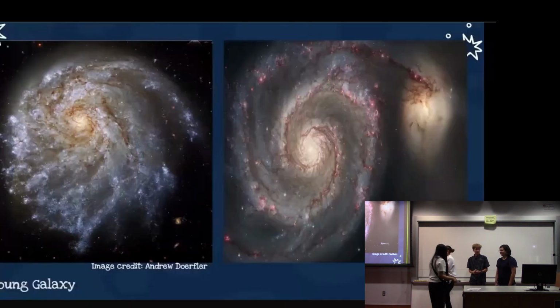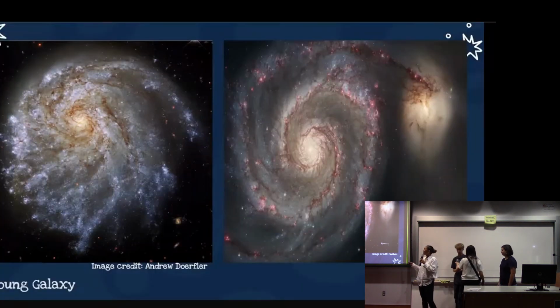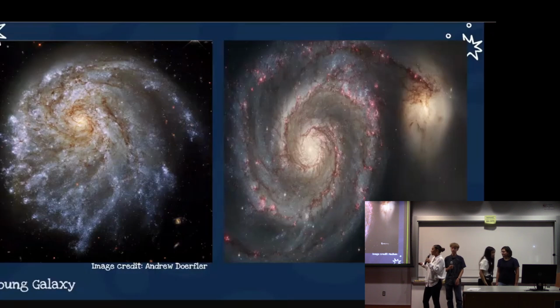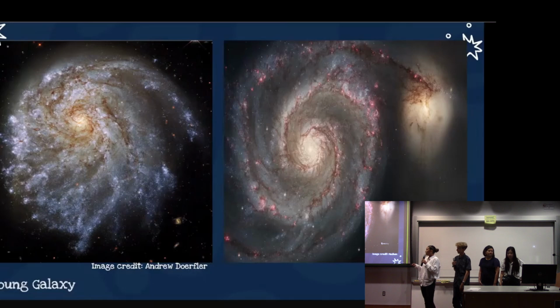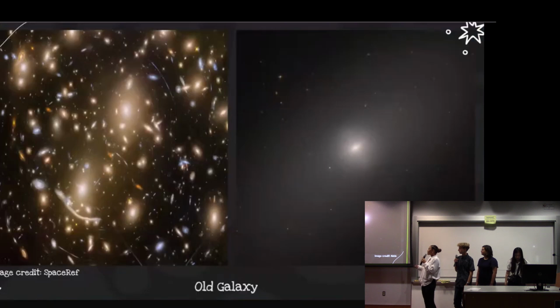Thank you, Chelsea. So what we have here is a young galaxy, also called a spiral galaxy. The types of supernovae that we find in spiral galaxies are type 2, type 1b, and type 1c. Then next we have old galaxies, which are called elliptical galaxies, and the type of supernovae that you will find in old galaxies is type 1a. And Troy will talk to you more about these types of supernovas.